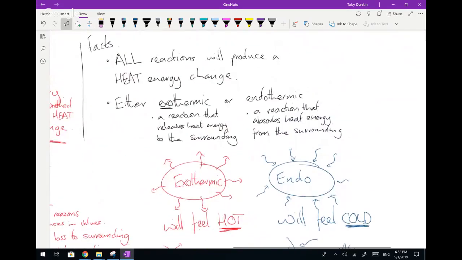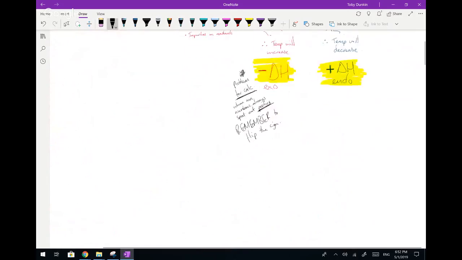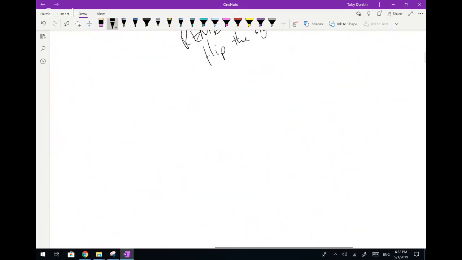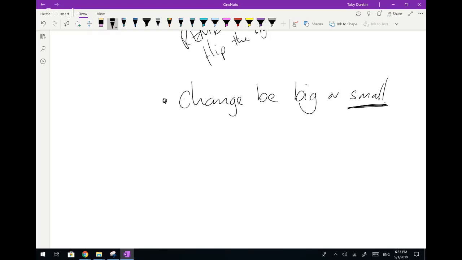Okay, so the third fact, now I've said that all reactions have a heat change. Fact number 3 is that there is a scale here, that the change can be big or small. And I know that seems odd because people go, of course it would be. But at this point, I'm emphasizing one in particular. And that's that because the change can be big or small, the small ones are a problem.